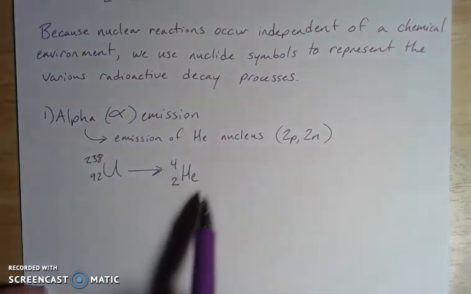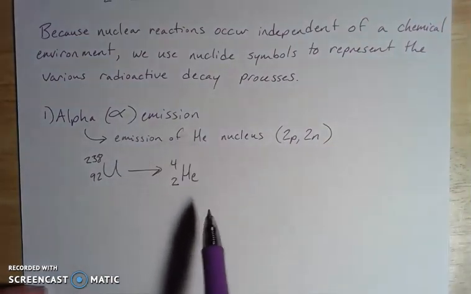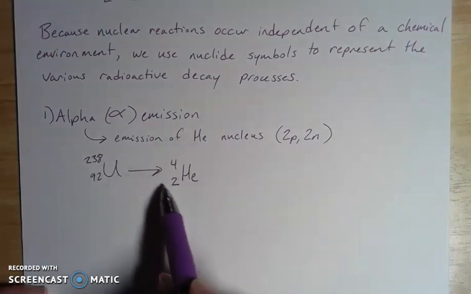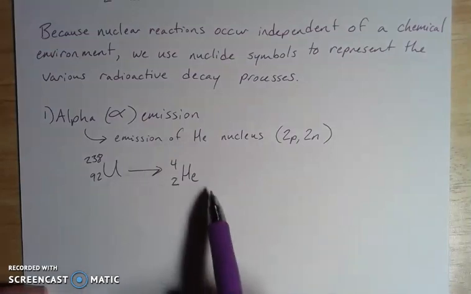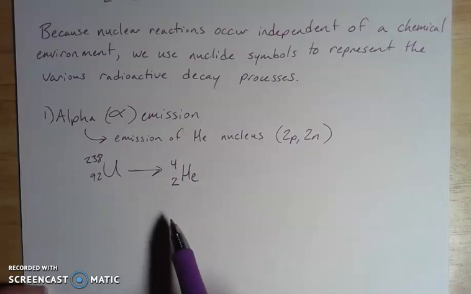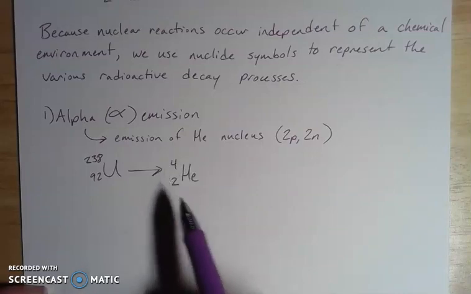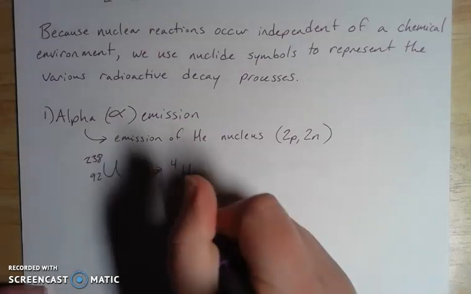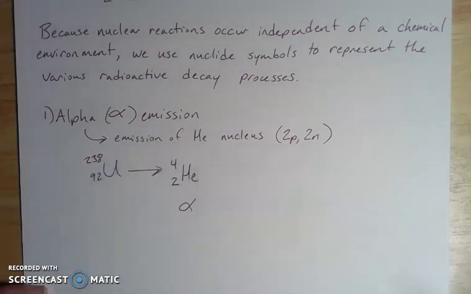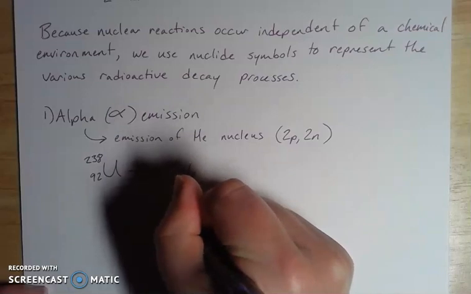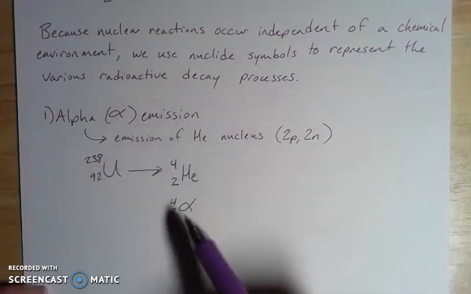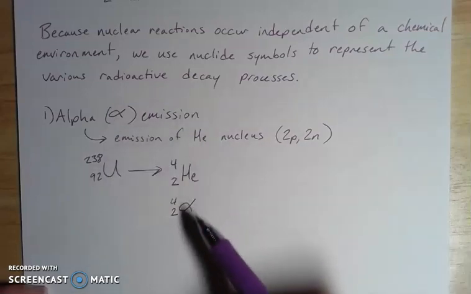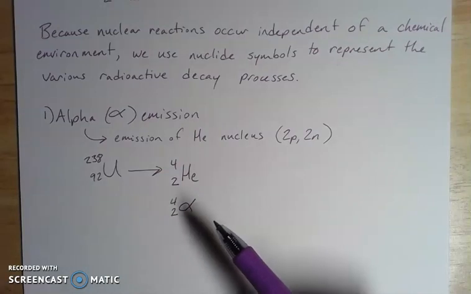I can write my helium nucleus symbolically, like a nuclide symbol, right? I have 2 protons, that's my atomic number, it is helium after all, and 4 total particles of the nucleus. You can also see this sometimes as an alpha with 4, 2, so sometimes you will see the emission of an alpha particle that way. They both mean the same thing functionally.